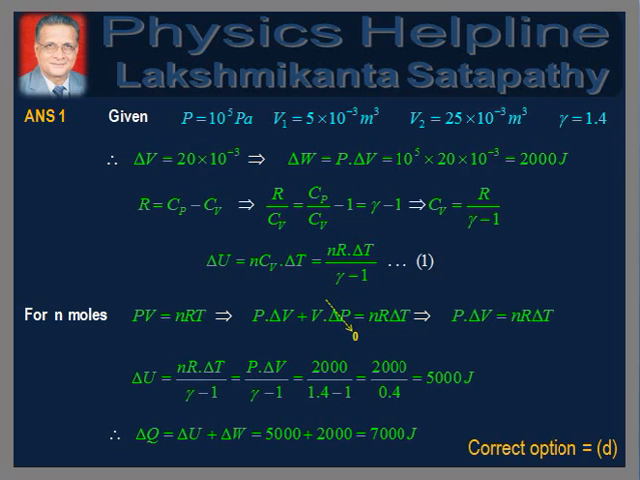Therefore, delta U is equal to 2000 divided by 0.4, which is equal to 5000 joules. Therefore, heat absorbed by the gas is delta Q is equal to delta U plus delta W, which is equal to 5000 plus 2000, which is equal to 7000 joules. Therefore, the correct option is D, which is the answer to question 1.